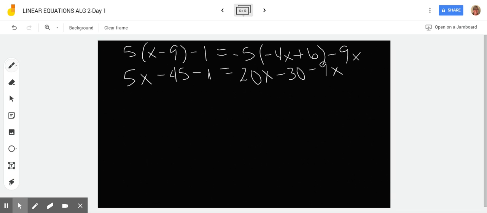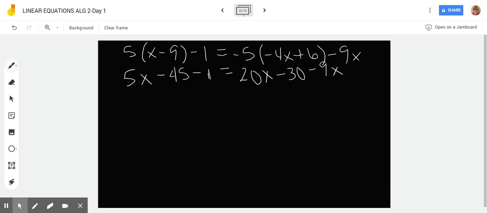If you're ever struggling with a problem, read it out loud. It says -5 times the quantity, -4x plus 6, minus, you said the word minus. You didn't say 5 times 9, you said minus. So don't try to extend that distribution further.